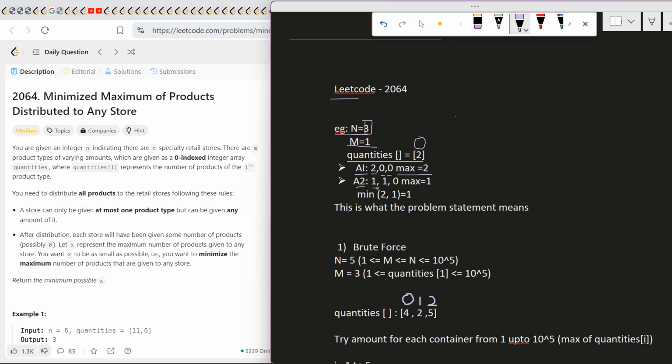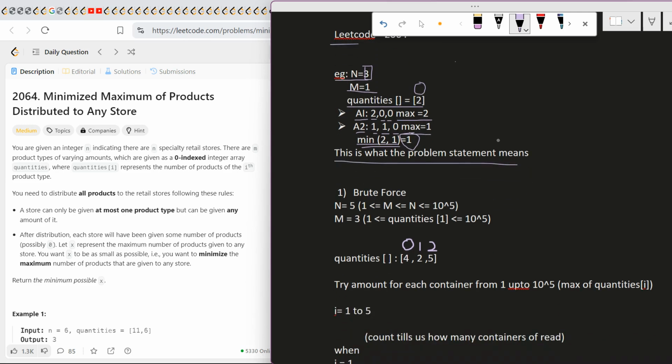For A2 we would have 1 in the first container, 1 in the second, and 0 in the third. Here we would get max of 1. We have to minimize the maximum of products. Maximum of products in these two was 2 and 1, and we minimize them, so our answer will be 1. This is what the problem statement means.